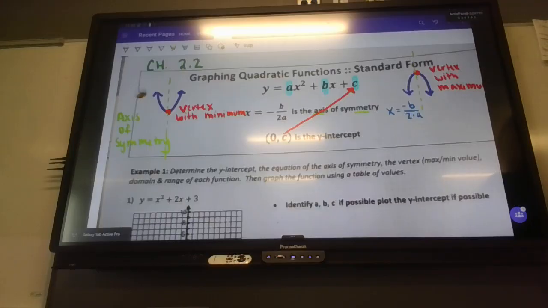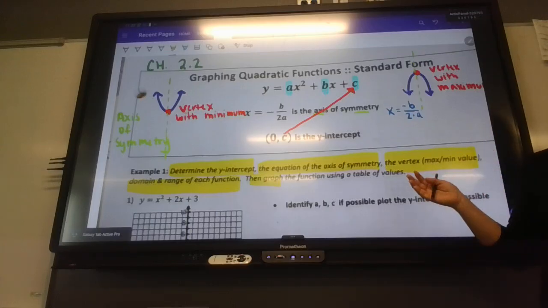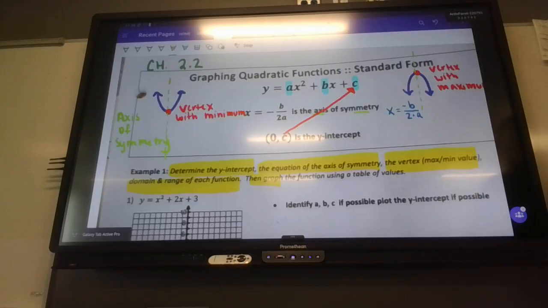Right, when we break down all the requirements for this content, it's a lot. Look at these directions. First, it says determine the y-intercept, the c value. Then it says do the equation for the axis of symmetry. Oh, okay, that's the formula. Then it says find the vertex. Oh, the center point. Also, you're asked to do domain and range. And then lastly, you graph. So there's a lot more involved here. It's not just make a graph. You have to do all these different criteria.